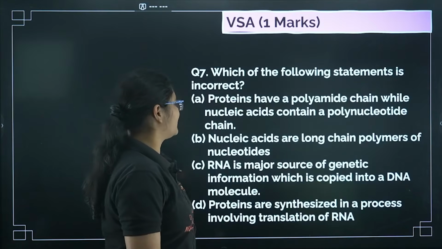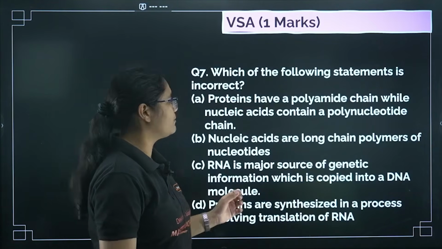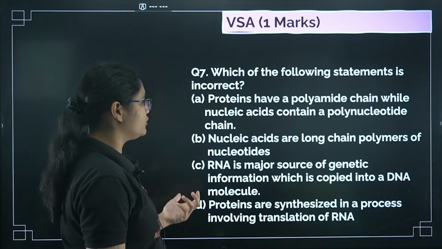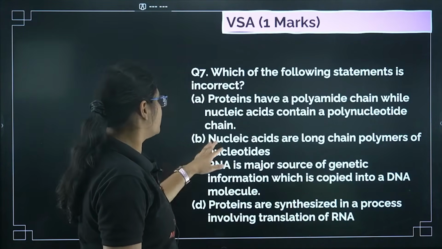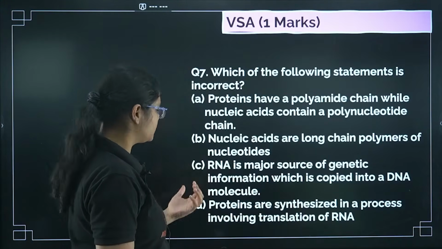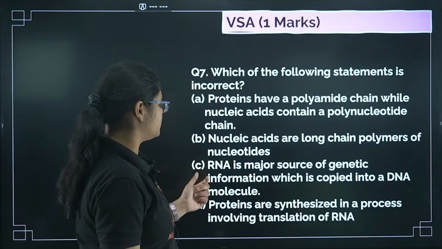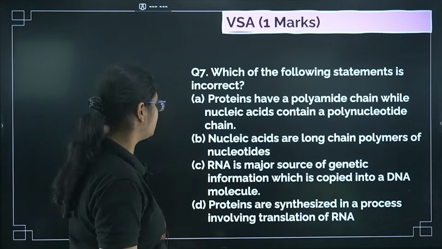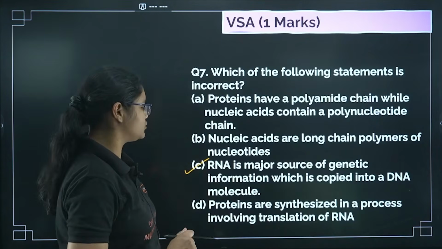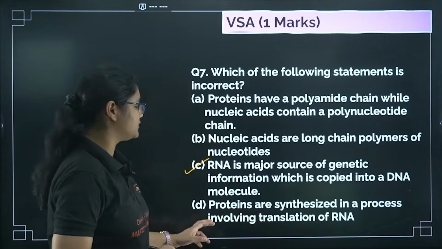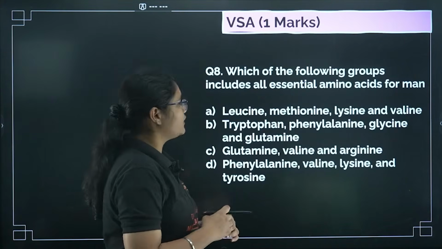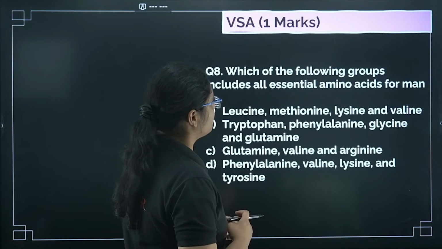Next, which of the following statements is incorrect? Proteins have a polyamide chain while nucleic acids contain a polynucleotide chain. That is a correct statement. Next, nucleic acids are long chain polymers of nucleotides. That is also correct. RNA is a major source of genetic information which is copied into DNA molecules. No, DNA is the major source of genetic information. Proteins are synthesized in a process involving the translation of RNA. That is a correct statement. Next, which of the following groups includes all essential amino acids?